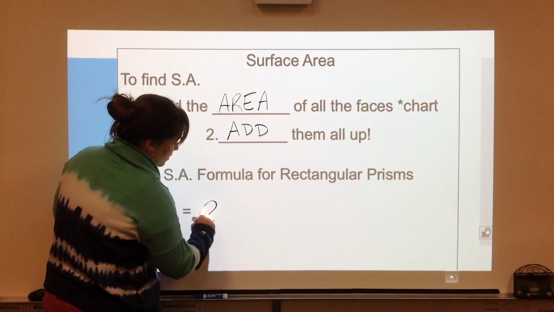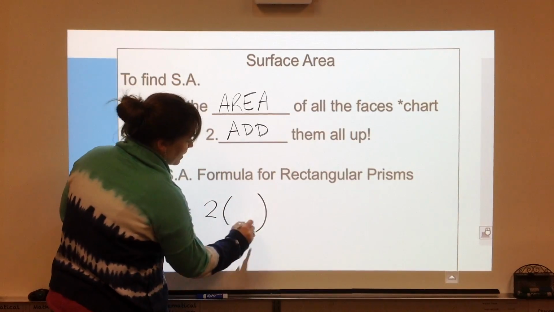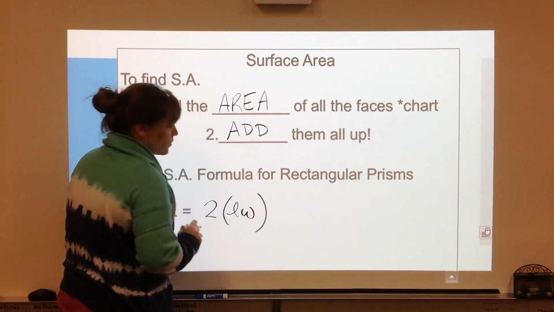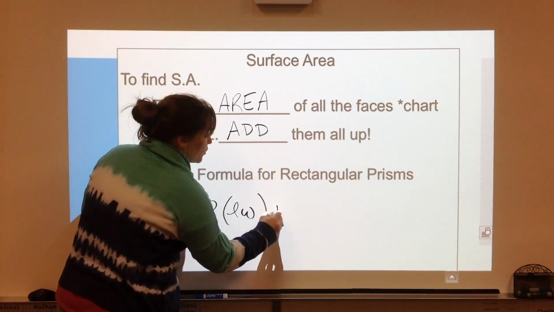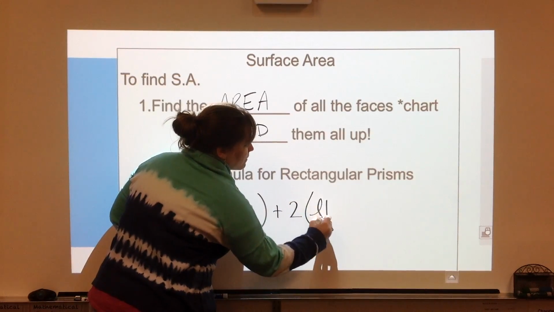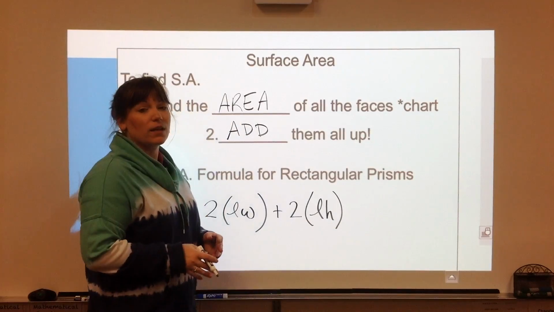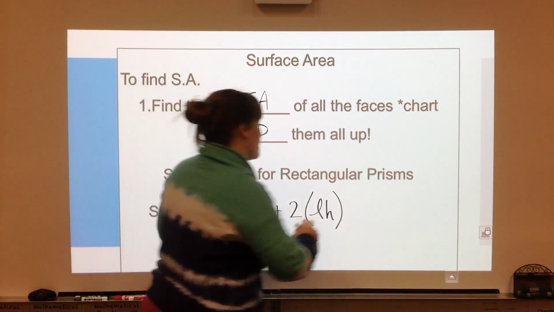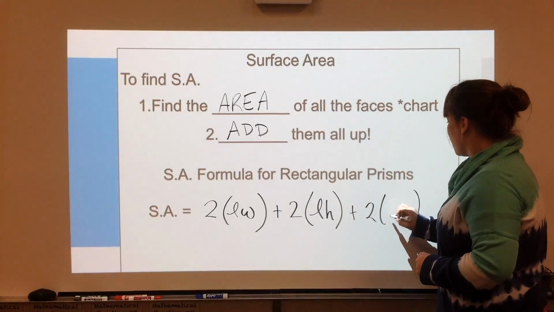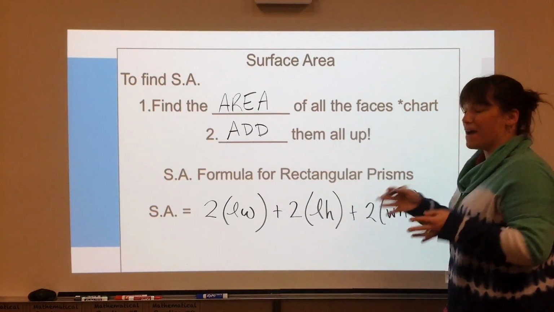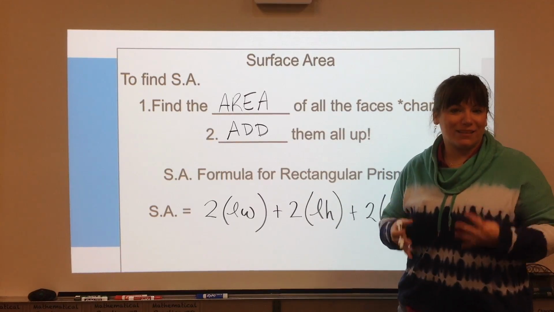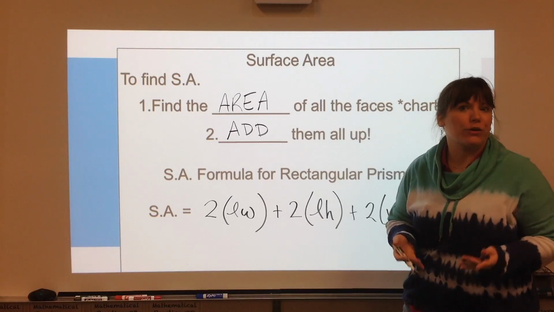You can take 2 and multiply it, because there are 2 front and backs, and we'll call that the length and the width to get the area. You could then add 2, and then you can take the length and the height, that would be the bottom and top, and then you can take 2 and multiply it times the width and the height, and that would be like the sides. So this is just a numeric and letter representation for your chart.